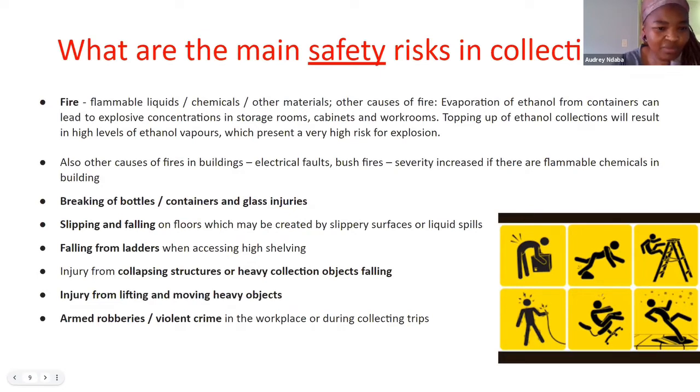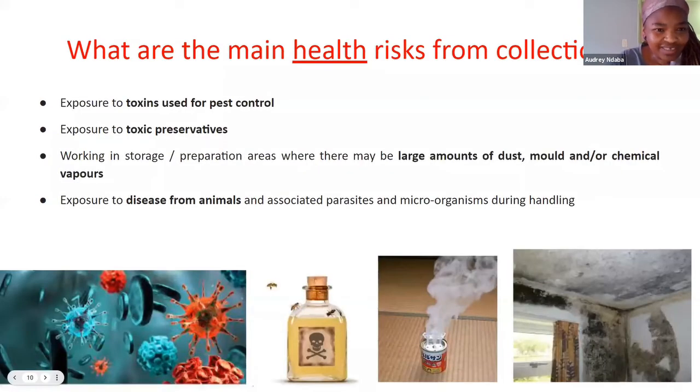Another example is armed robberies or violent crime in your workplace or during a field trip when you are out. So what are the main health risks in the collection? The health risks are those risks that can make you ill. Exposure to toxins that are used for pest control is an example of a health risk in a collection, and exposure to toxic preservatives that can accumulate in the air.